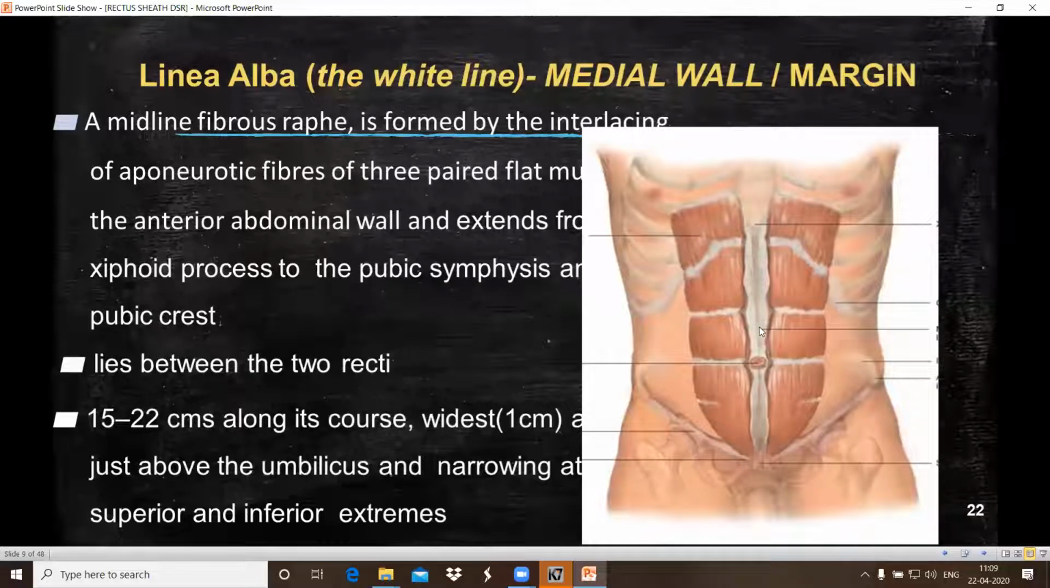The important features of the linea alba are that it is avascular and has no muscular attachments. That's why it is mainly useful for emergency abdominal surgeries.